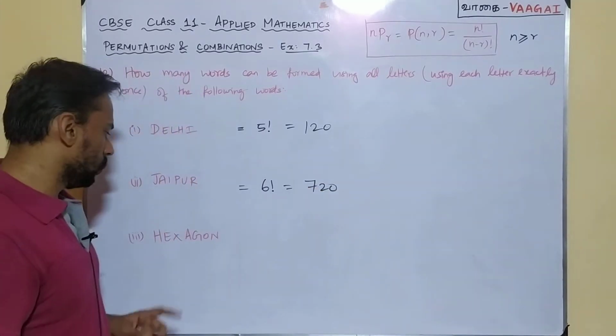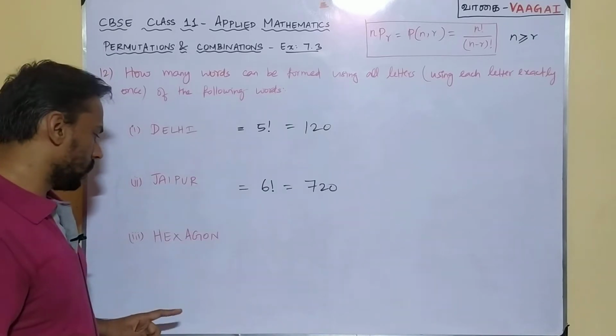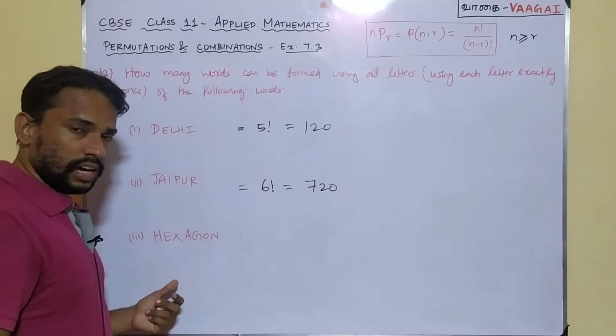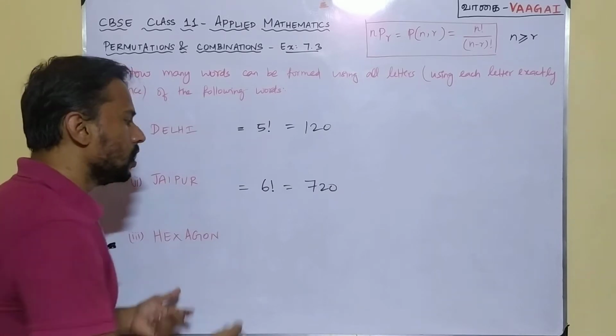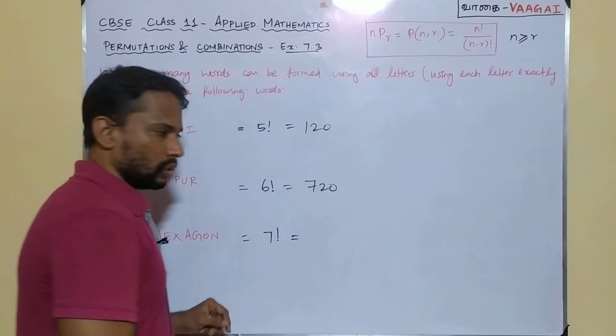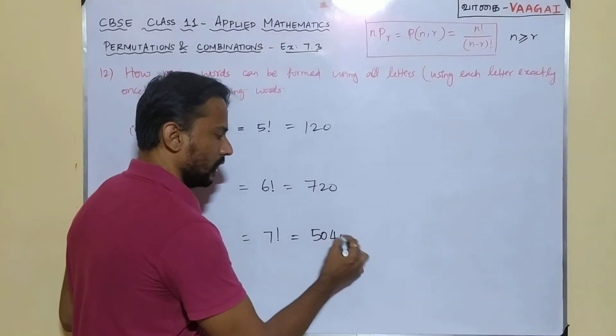And the last one, the third one, here we have the word Hexagon. There are 7 letters here, and again all 7 letters are distinct. So the answer is going to be 7 factorial. What's the answer for 7 factorial? 7 factorial is 5040. That's going to be the answer.